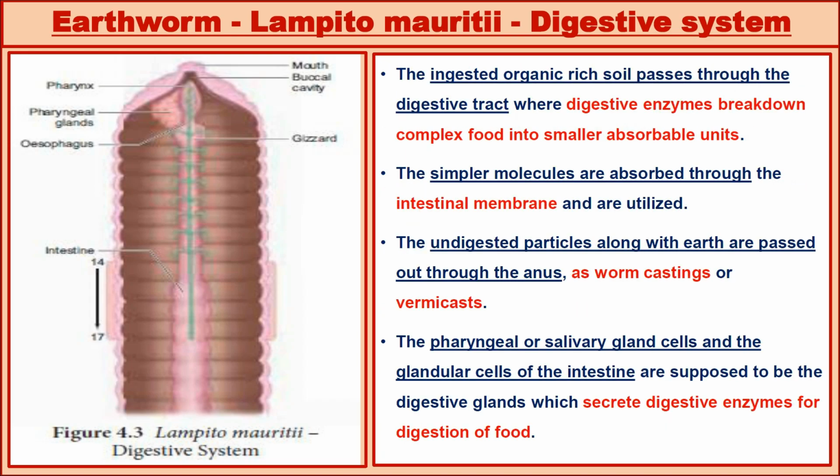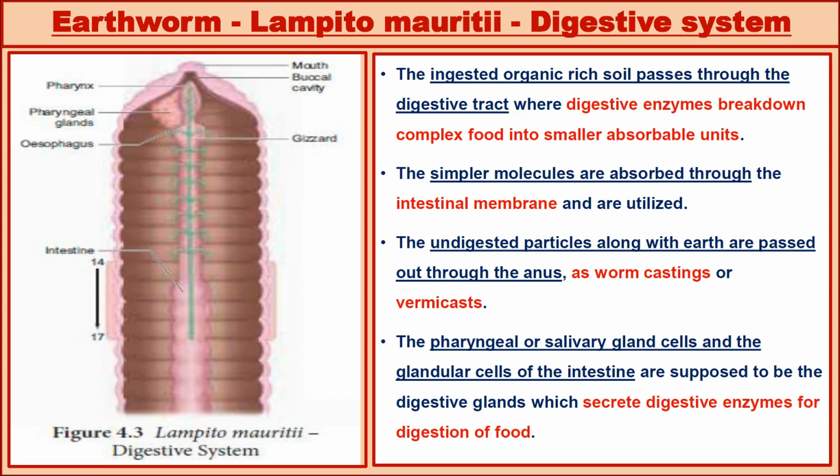The ingested organic substances will pass through the digestive tract and will be broken down by the digestive enzymes into small absorbable units. These simpler molecules are absorbed through the intestinal membrane and utilized for the body activities. The undigested food particles along with the soil are passed out through the anus, and this is called worm casting or the vermicast.